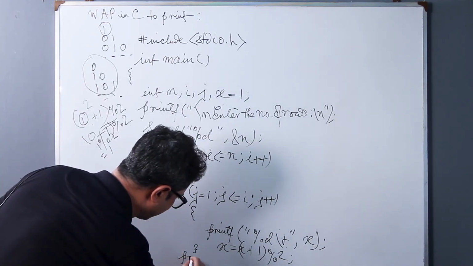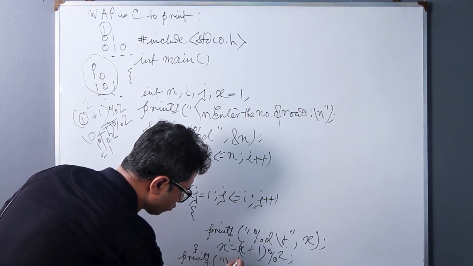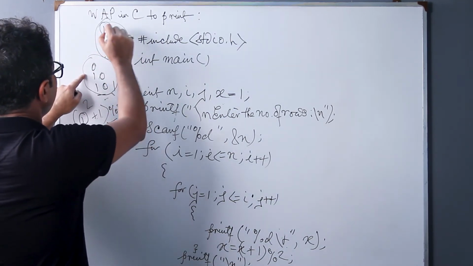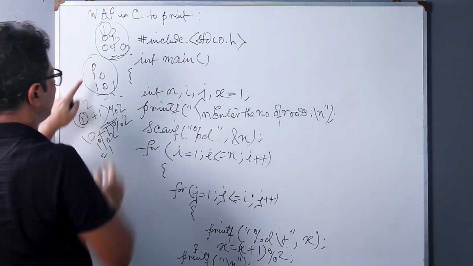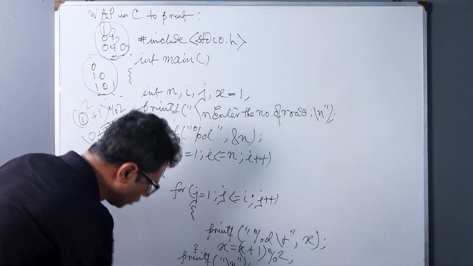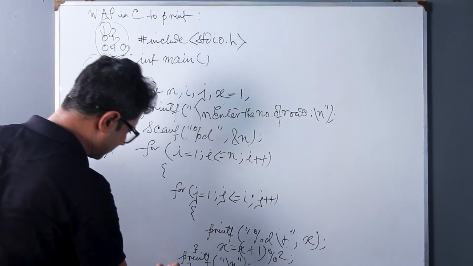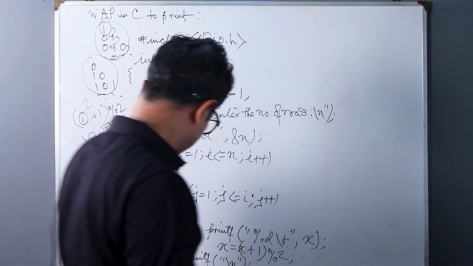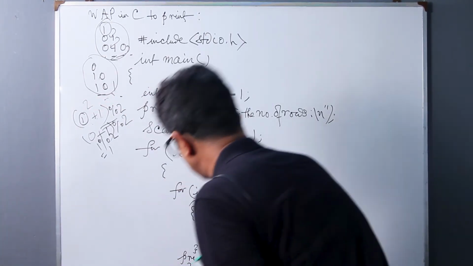Then the inner loop ends. We go on to print the new line to take the cursor into the next line, from this 1 to this line, from this 0 to this line, and so on. We take the new line, and then we end this outer loop. After that, whatever remains is just a formality, that is return 0 and the closing brace of the program.